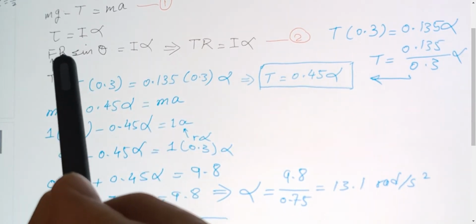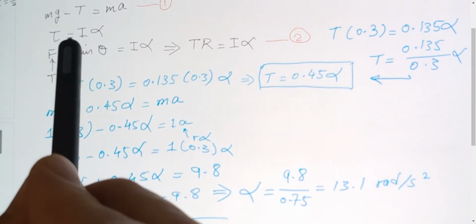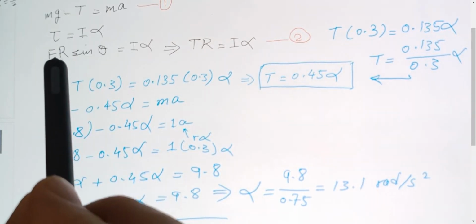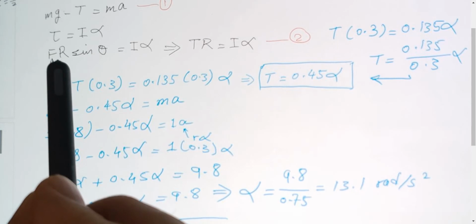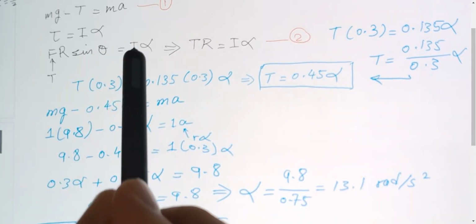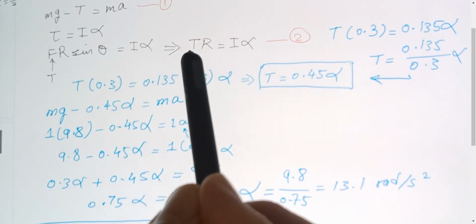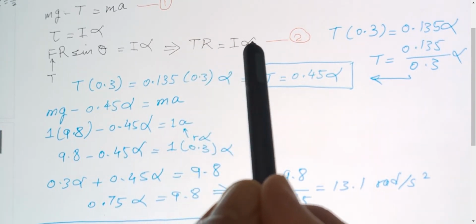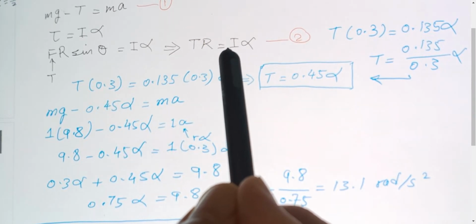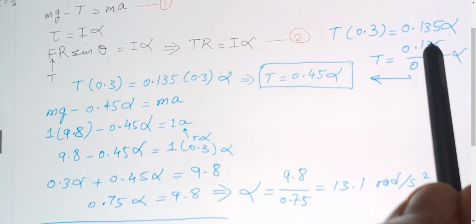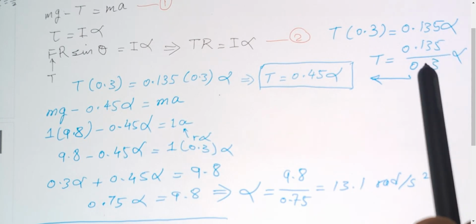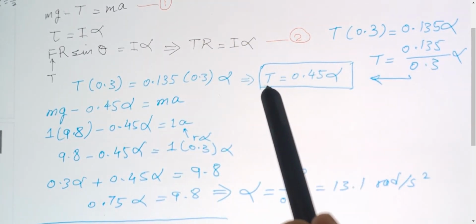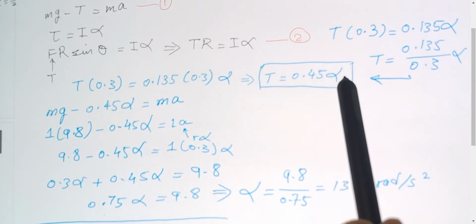Also, I have the equation torque is equal to I alpha. Torque is the tension multiplied by the radius, and theta is 90, is equal to I alpha. So tension multiplied by the radius is equal to I alpha. I calculated I, it was 0.135. R is 0.3, so I have a new equation. Tension is equal to 0.45 alpha.